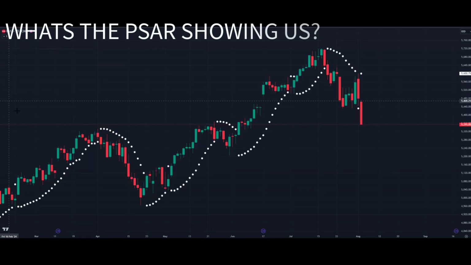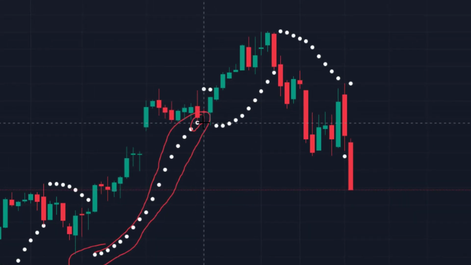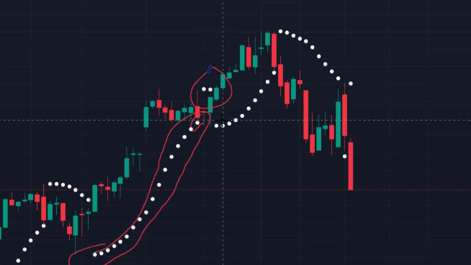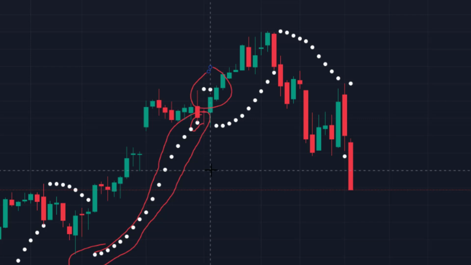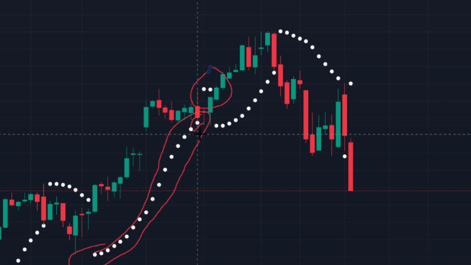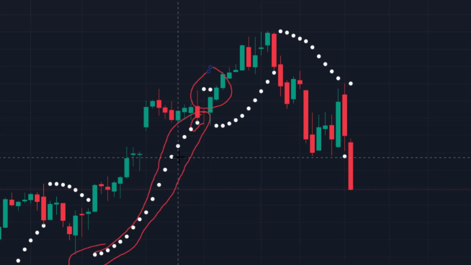So what is it exactly telling us then? Well, like I said, each one of these dots is a potential stop and reverse point within that trend. Now, when we see this switch from the bullish to the bearish, then that's our signal to change direction. It's creating buy and sell signals for us. So when the dots move from one side to the other, that is our either buy or sell signal.